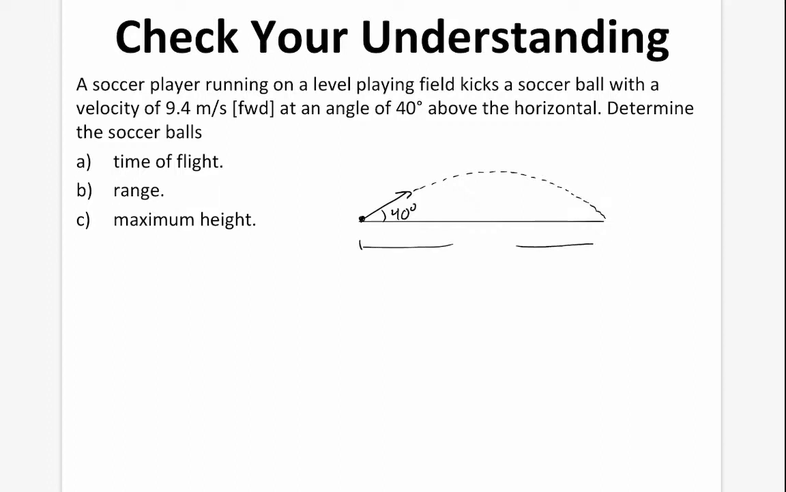This is going to be our range, our dx value. This is going to be our max height. In that case, it's going to be our max dy value. We know that the velocity initial is 9.4 meters per second. When it gets to the top, another little trick to keep in mind is that Vfy at the top is going to be 0.